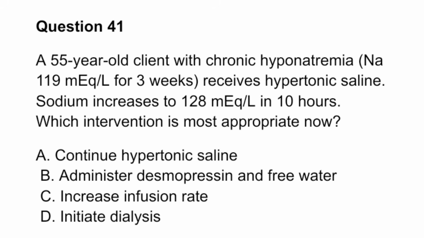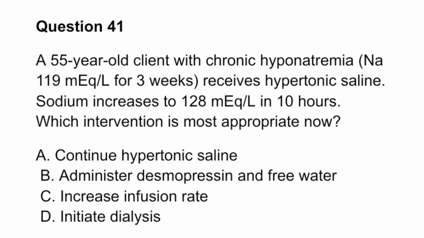Question 41. A 55-year-old client with chronic hyponatremia, sodium 119 milliequivalents per liter for 3 weeks, receives hypertonic saline. Sodium increases to 128 milliequivalents per liter in 10 hours. Which intervention is most appropriate now? A. Continue hypertonic saline. B. Administer desmopressin and free water. C. Increase infusion rate. D. Initiate dialysis.